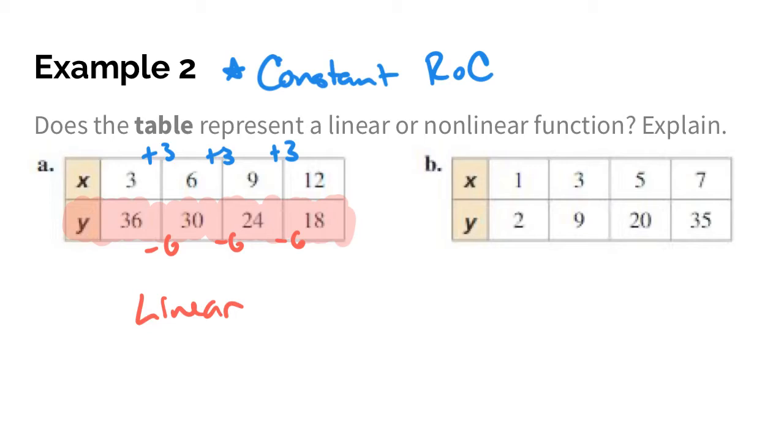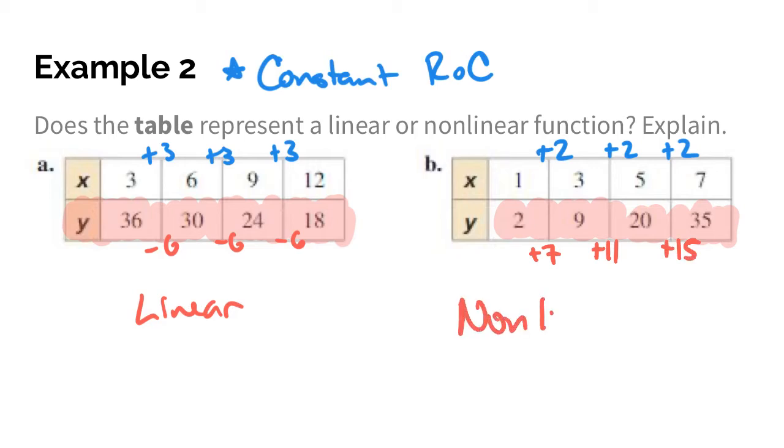Whereas in number 2, or in example B, if I look here again at my inputs, my x's, you'll still notice that it's going up by 2. So that's a constant rate of change. But when I look at my y values, my outputs, 2, 9, 20, and 35, when I track their change, 2 to 9 would be plus 7. This would be plus 11. That would be plus 15. So recognize that that is not a constant rate of change, so this would be non-linear.